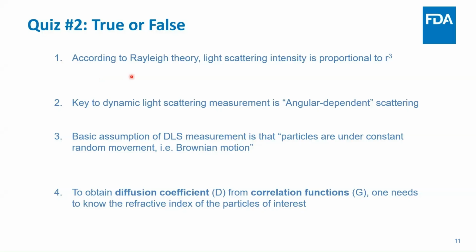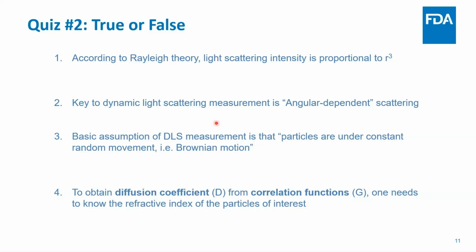According to the Rayleigh theory of light scattering, the light scattering intensity is proportional to the radius cubed. How do we feel about that one? Okay, I'm starting to see some F's roll in. That is correct. It is proportional to the radius to the 6th power. Okay, great.